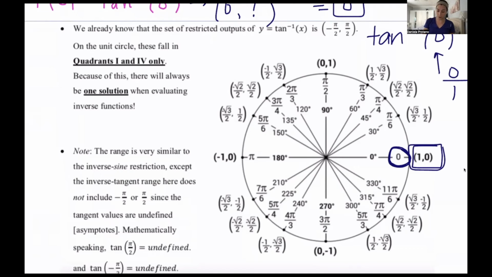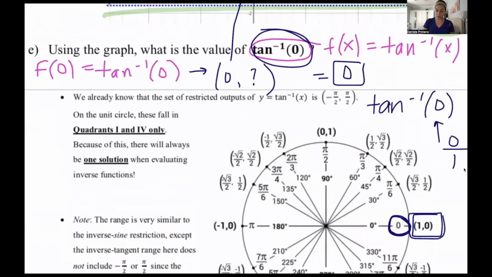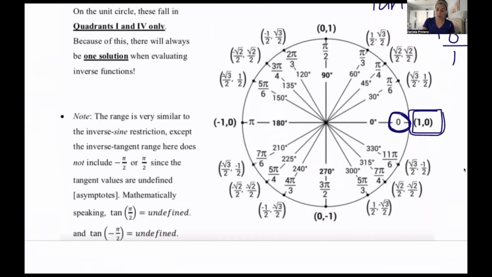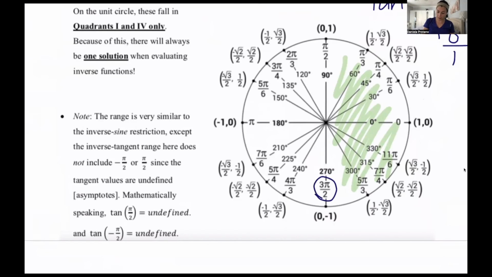Now notice technically over here at pi radians, 0 divided by -1 is also 0, but pi cannot be our answer, because your answer has to be within the restriction. So pi would be too big. Just like the arcsine, arctangent is similar in that we are looking in quadrants 1 and 4, because 3 pi over 2 is the same spot as -pi/2. It's a coterminal angle. The only difference is that it's not including pi/2 and -pi/2.